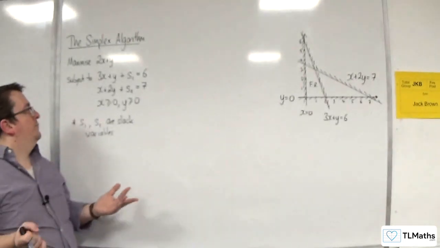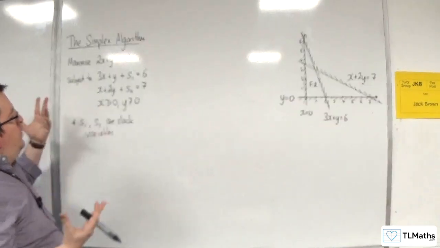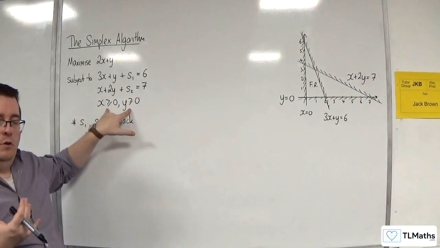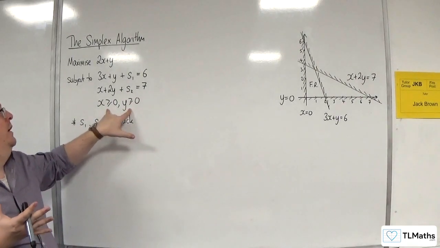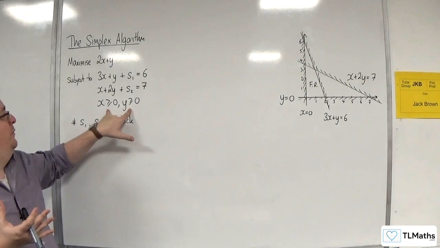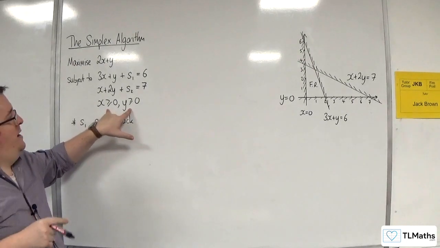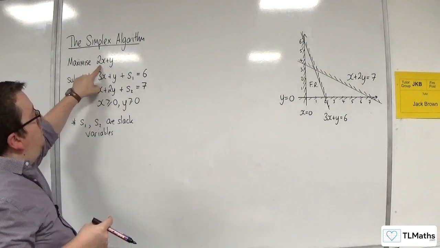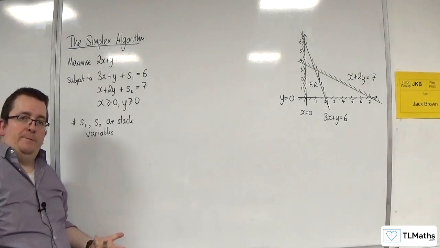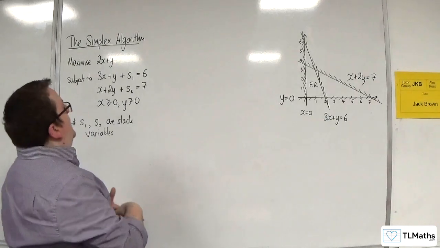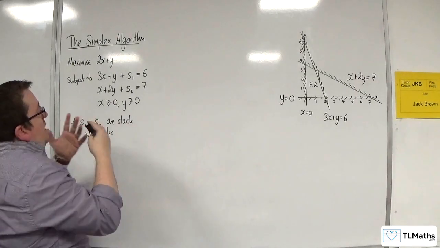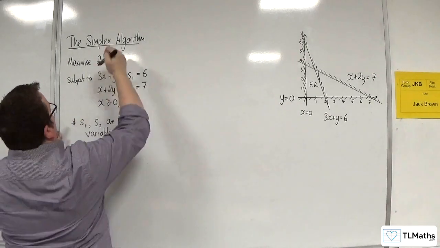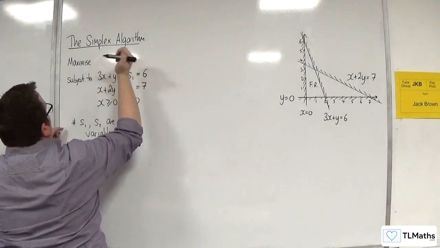slack variable. Now, you don't need to add in any slack variables for these non-negativity constraints, so we don't need to worry about those. The only other thing that I'm going to do with the 2x plus y is give it a letter. Quite often we give that the letter P, as in profit is being maximised. So I'm going to write that P equals 2x plus y.